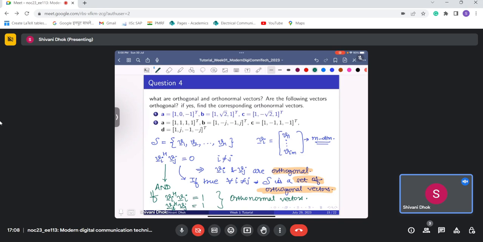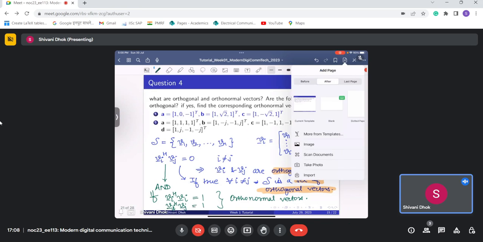Similarly, if it happens for all i and j in that set, then this set will be an orthonormal set of vectors. This concept will be used in forming basis vectors and representing the signals using some basis. All these things we'll do in some 3rd or 4th week after source coding.